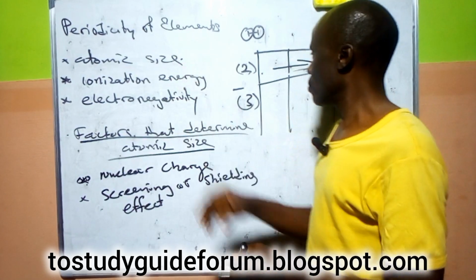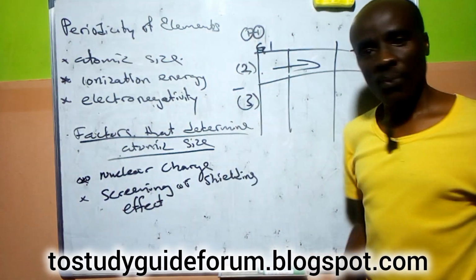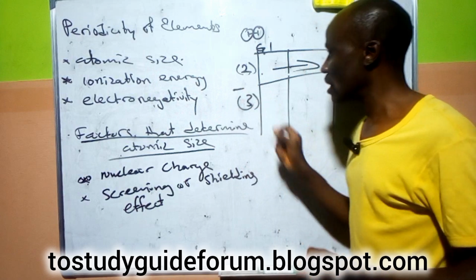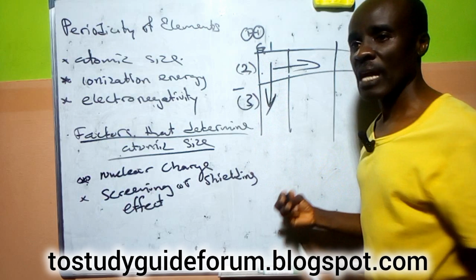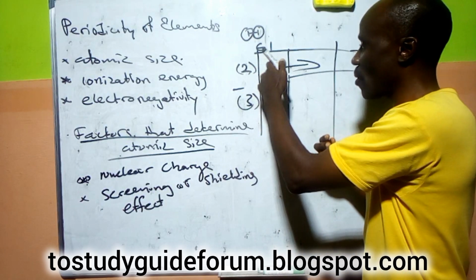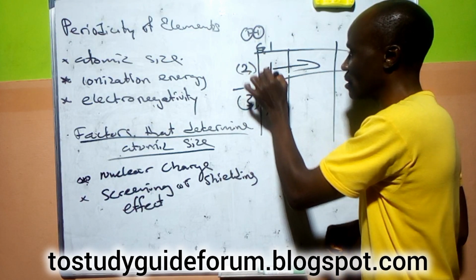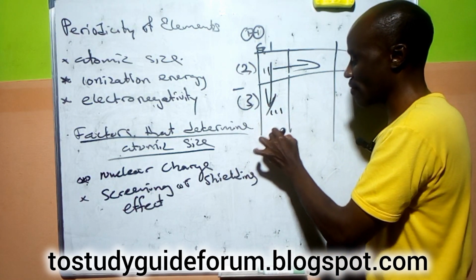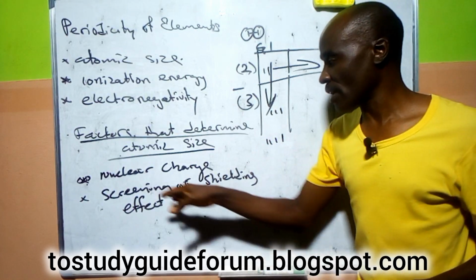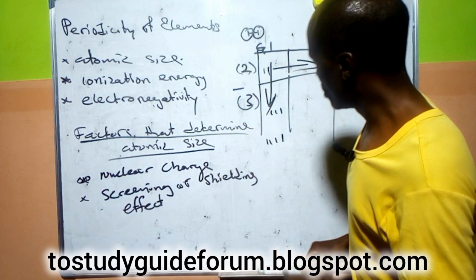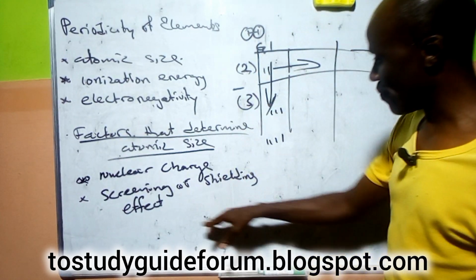When we come down the group, let's say group one, atomic size tends to increase down the group, because in each of them there is a continuous change in the number of shells. The number of shells increases here. Here we have two shells, here we have three, the next one we have four. So for this reason, it tends to reduce the effect of the nuclear charge. And down the group, the screening effect, or shielding effect, tends to increase.